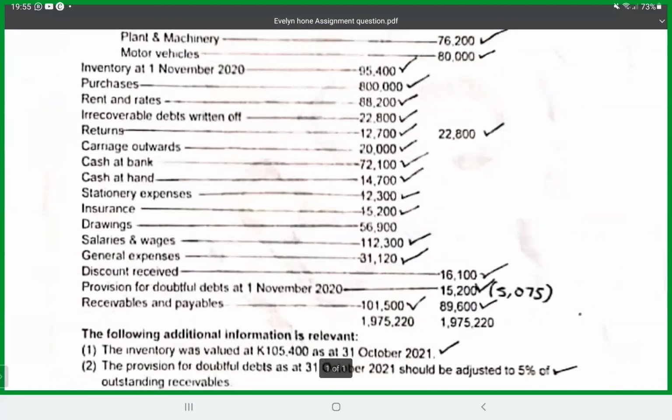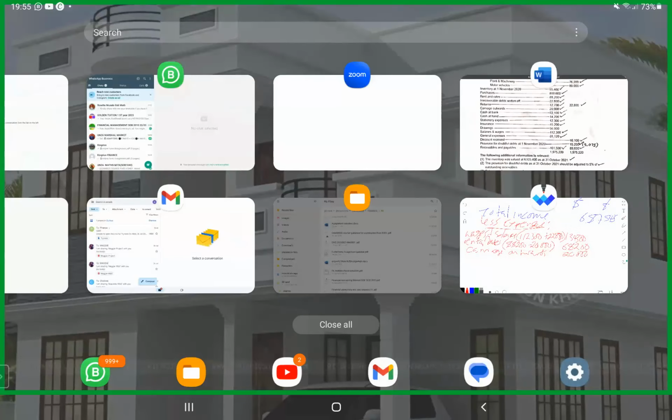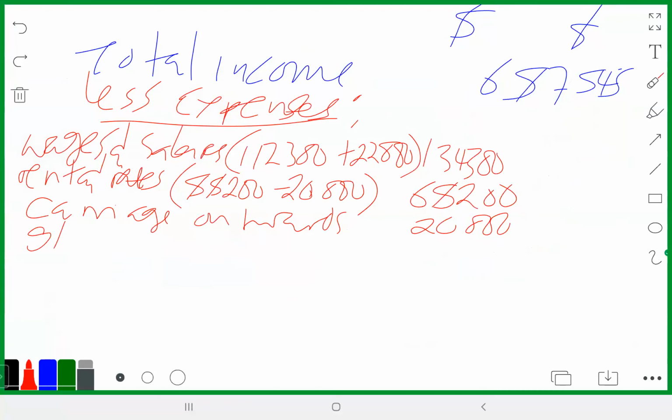The stationery expenses are 12,300. They're just below the cash at hand. So you can write that down: stationery, 12,300.